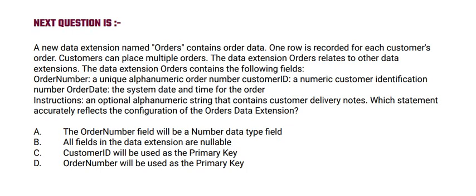Options are option A, the order number field will be a number data type field. Option B, all fields in the data extension are nullable. Option C, customer ID will be used as the primary key. And option D, order number will be used as the primary key.